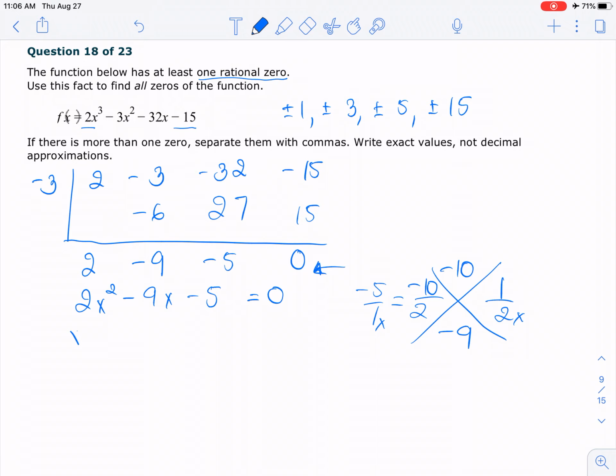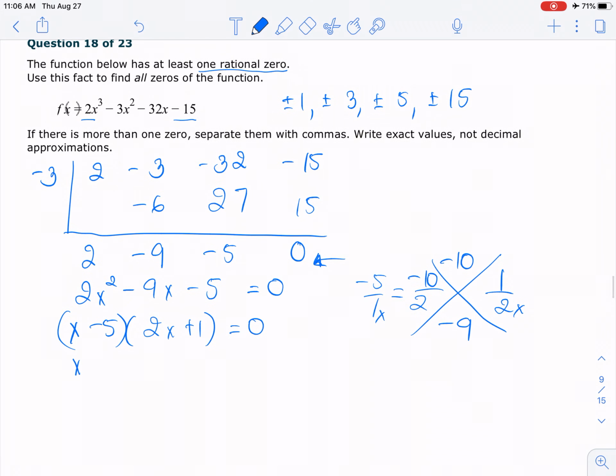We get to factor. So I have 2x plus 1. So x equals 5 here. For 2x plus 1, that's going to be negative 1/2. And don't forget, originally we have x equals negative 3. So those are the zeros of this function.